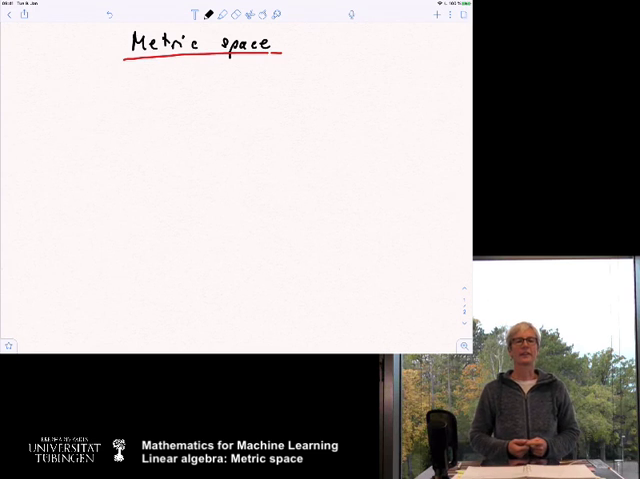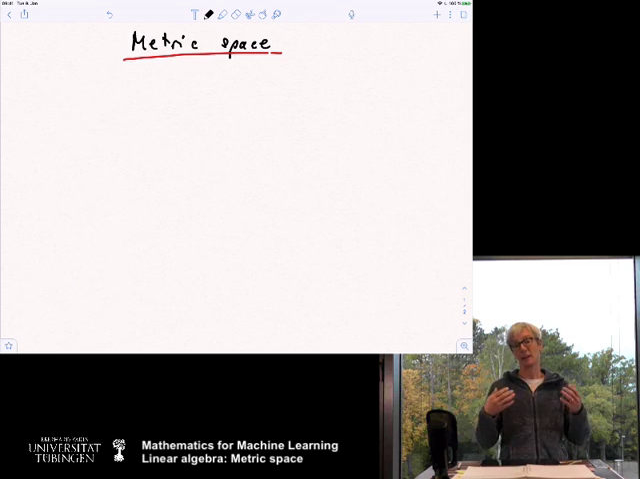Today I want to discuss a metric space. This sounds a bit out of scope because we're currently in linear algebra, but eventually we want to introduce what is a norm and also what is a scalar product, and very eventually what is a Hilbert space. And for this we first of all need a couple of notions, like a metric. We need to know what it means if a metric space is complete and so on.